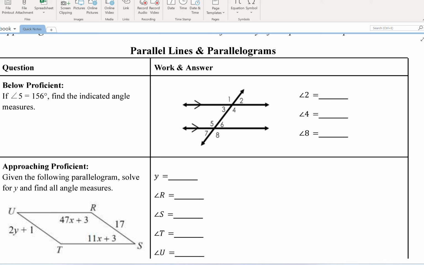Parallel lines and parallelograms. This first question, at the below proficient level, says, if angle 5 is equal to 156 degrees, find the indicated angle measures. And so we've got angles 2, 4, and 8.